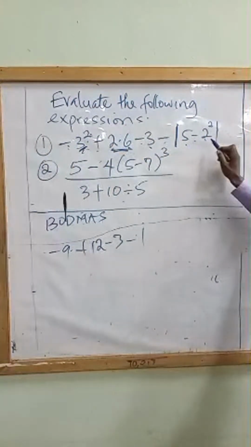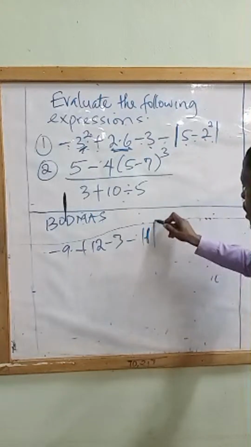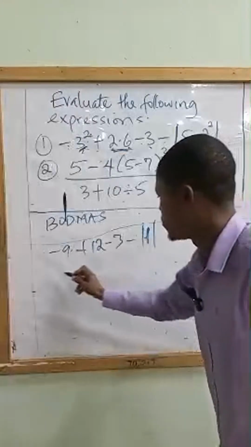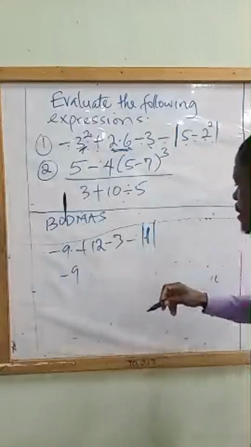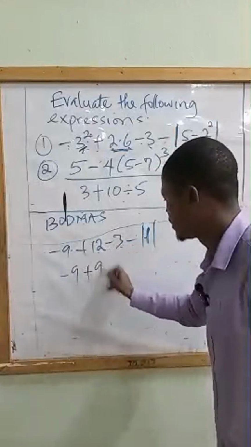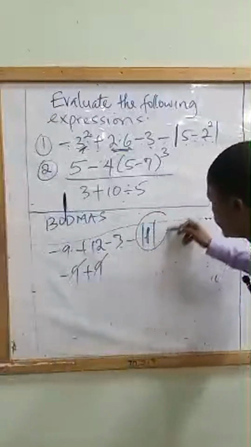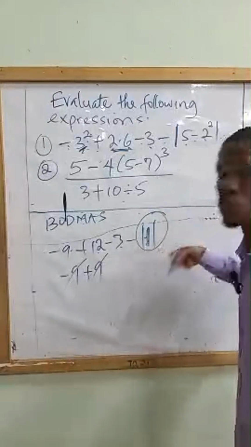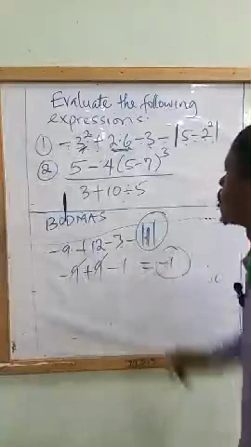That's 5 minus 4. That's 1. Absolute value of 1 is 1. So we're going to have minus 9. Okay, minus 9. 12 minus 3, that's a plus 9. So this one and this one cancel. Absolute value of plus 1. This is positive. It's going to give you 1. That's minus 1. So the answer is minus 1.